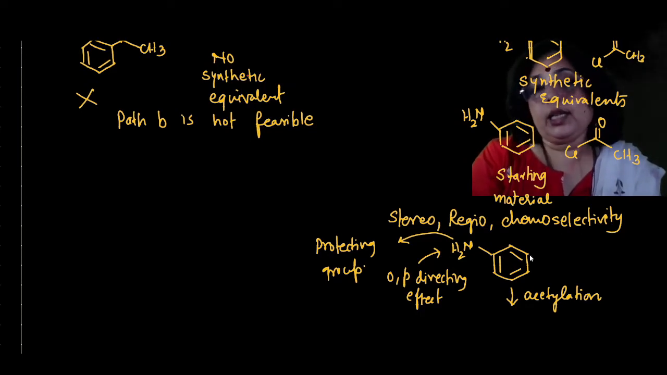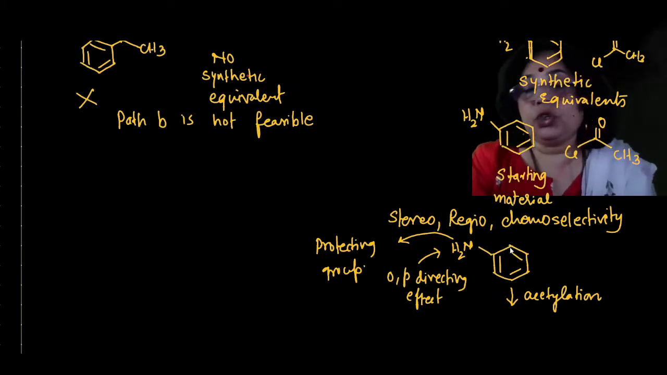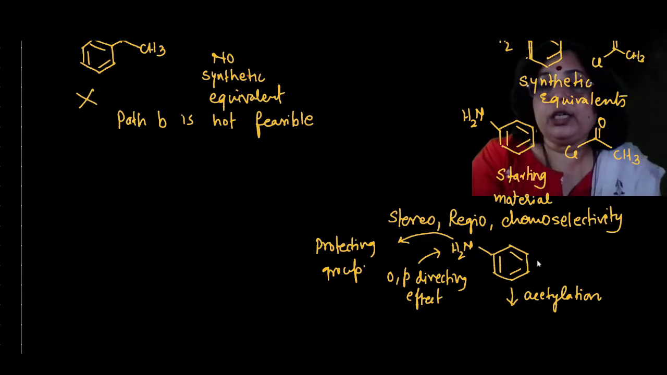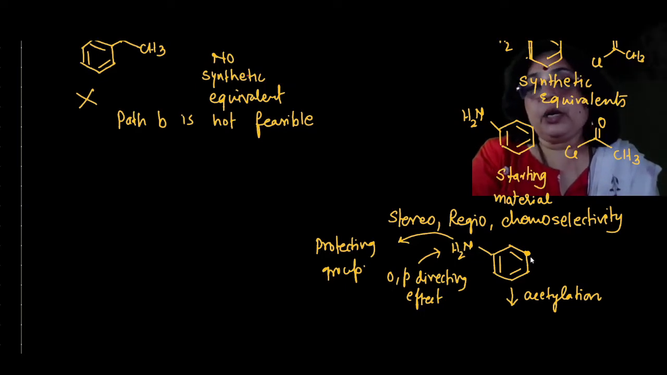Then the acetylation will take place at the para position, because the ortho position will be blocked because of the acetyl group. So the desired product will not be obtained. Our desired reaction center is the meta position. So this meta position now will not be occupied by the acetyl group.